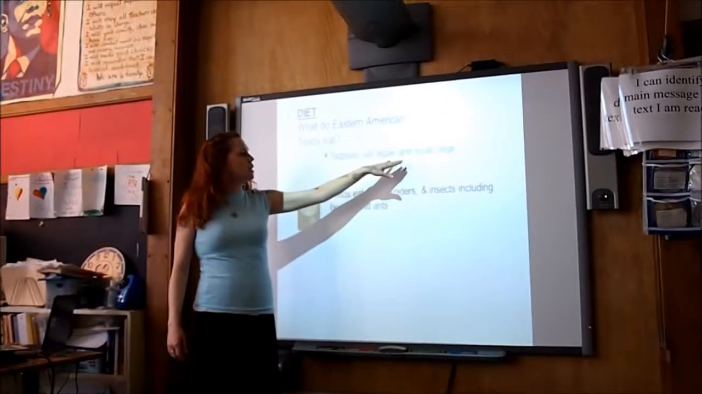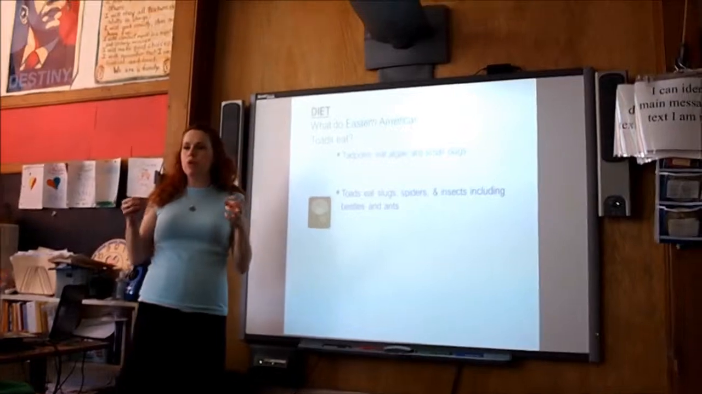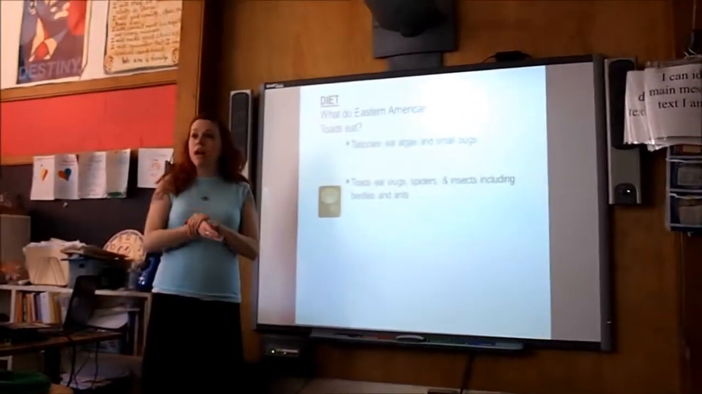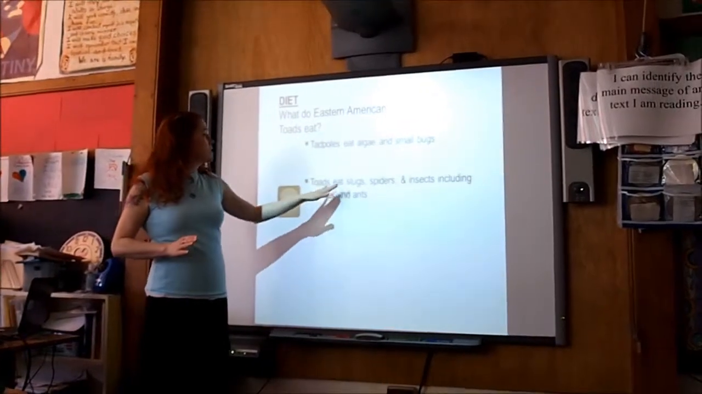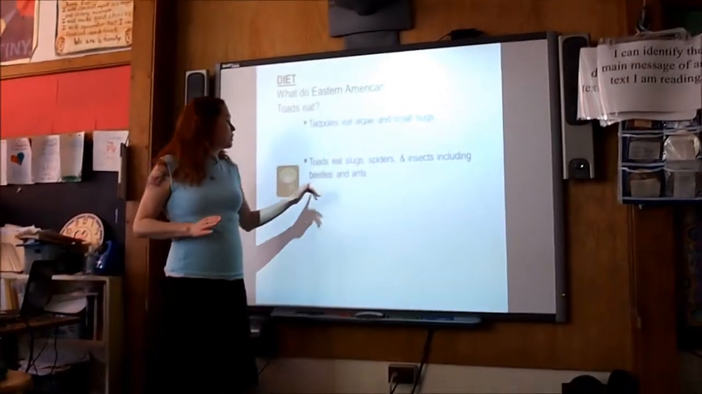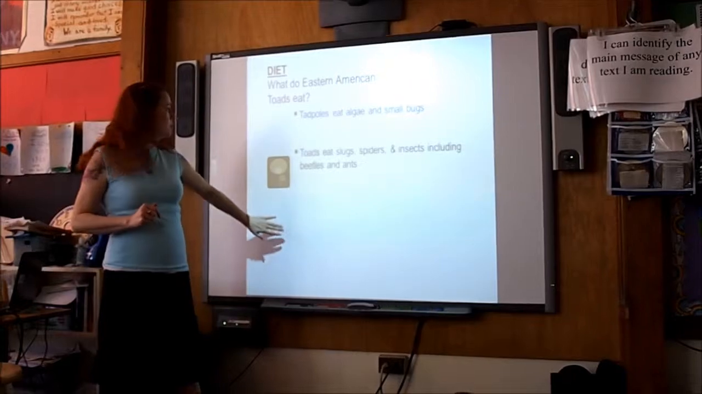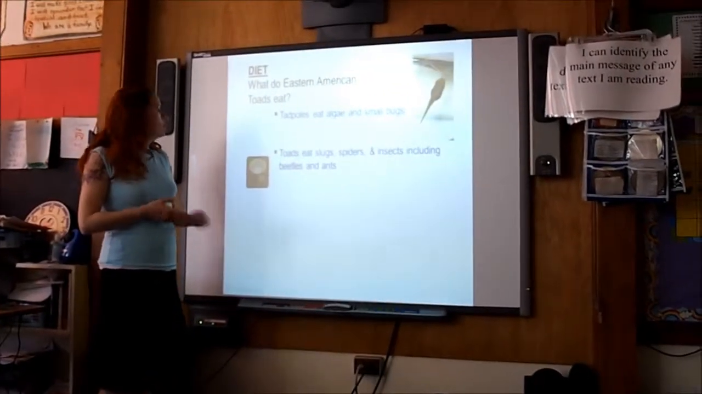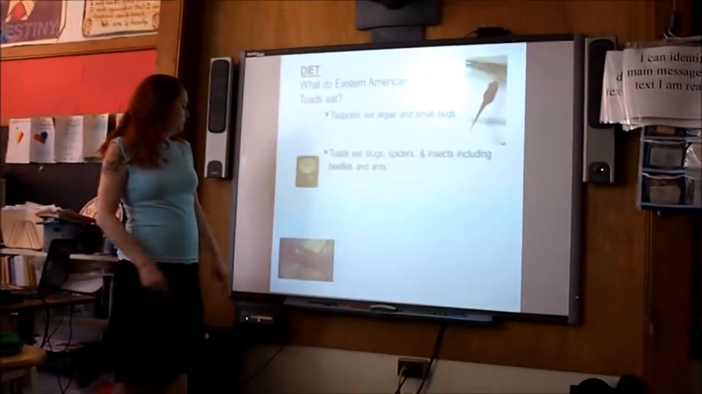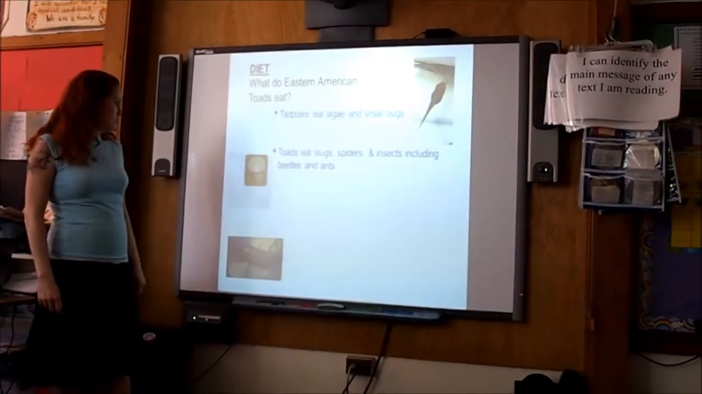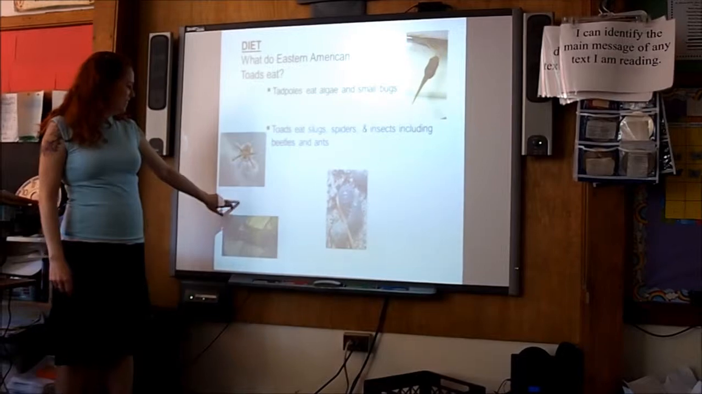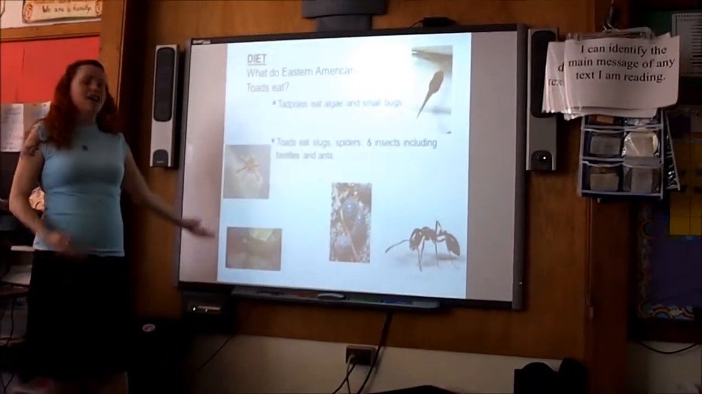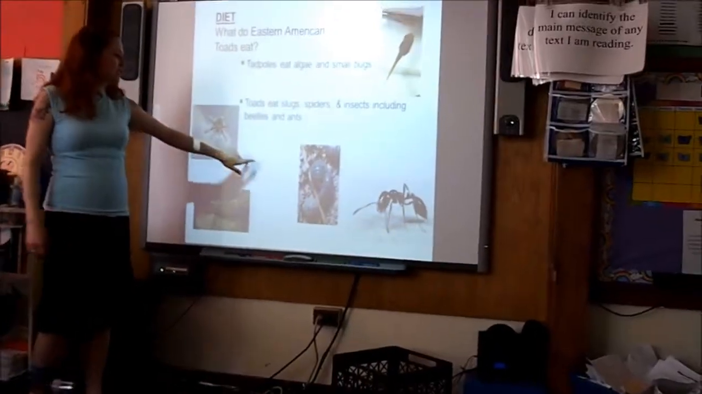Tadpoles eat algae and small bugs. So when they're tadpoles, in the water swimming around, they eat algae and small bugs. Toads eat slugs, spiders, and insects, including beetles and ants. Ew. That's their diet. Oh yeah, you can see the pictures that are coming around.